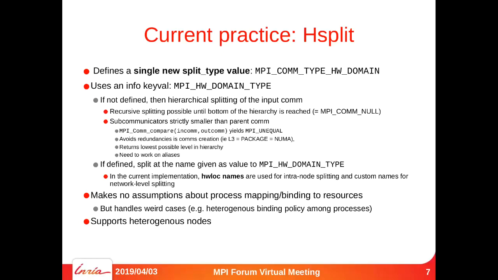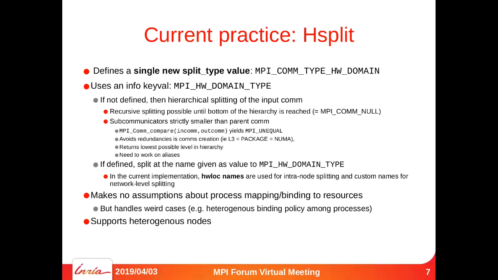You have a couple of rules that are listed on this slide. It's made to avoid redundancies in the case of levels that are the same. If the key value is defined, then we split at the level specified by the name given as a value to the MPI hardware domain type info key. In the current implementation, we use hwloc names for intranode splitting, and netloc names or a custom name for the network.